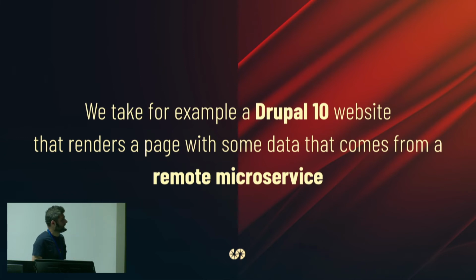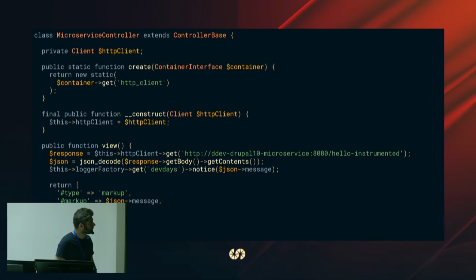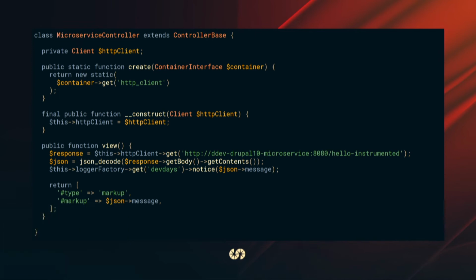to understand exactly the path. Okay. For example, this is a controller, a standard controller in Drupal. We are injecting into the controller the HTTP client, the standard HTTP client service provided by core, and then we use the client to call a remote service, take the response, and render the message in the page.